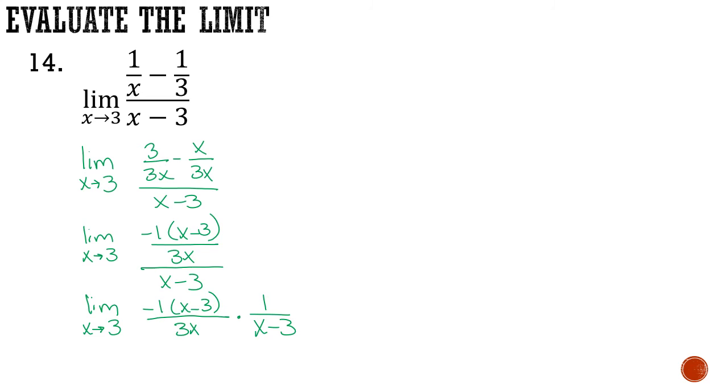I can write this as one fraction. The limit as x approaches 3, and x minus 3 and x minus 3 will cancel. So -1 over 3x. All of that simplifying still has the limit as x approaches 3 out front of it. And now I can evaluate. -1 over 3 times 3 equals -1/9.